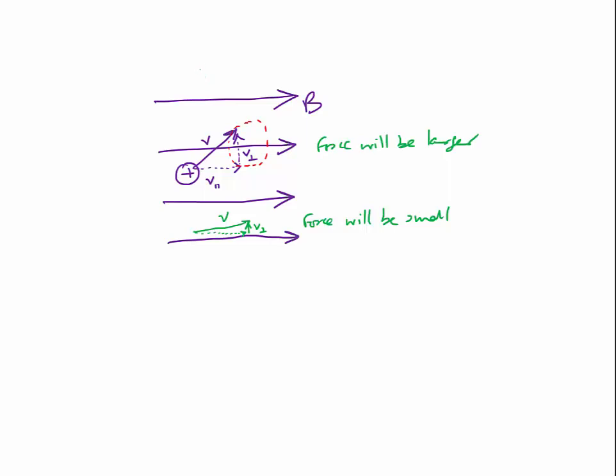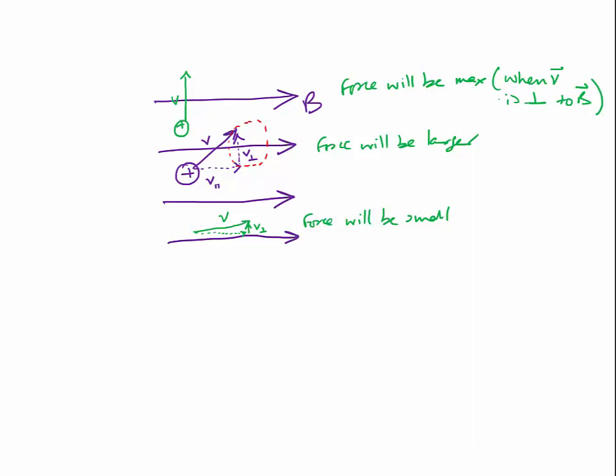And if the charge is moving in this direction, then there is no parallel component. So the entire velocity vector is perpendicular to the magnetic field. So in that case, the force will be max. So the force will be maximum when v, which is the velocity vector of the charge, is perpendicular to B, the external magnetic field. This is the symbol for perpendicular.